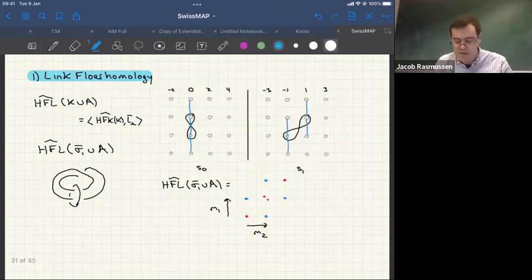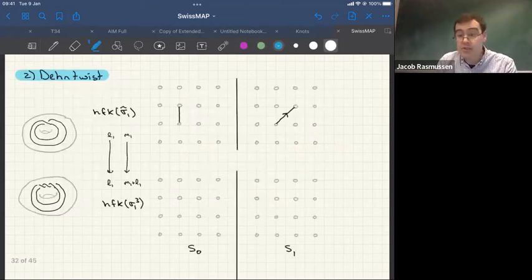Okay. All right, and here's this picture again, just to make sure I could draw it correctly. Another thing we could do is we could take Dehn twists. If I take this knot in the solid torus, there's a diffeomorphism of the solid torus to itself that carries this knot to this one.